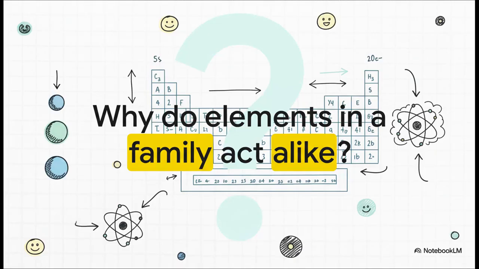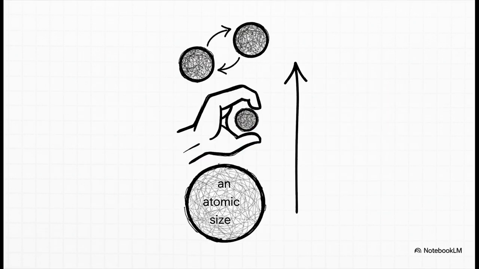Have you ever wondered why elements in the same column, like lithium, sodium, and potassium, act so much alike that scientists literally call them a family? Yeah, that's not some happy accident. There are real fundamental rules at play here, and we're about to pull back the curtain and see the why behind this amazing setup.